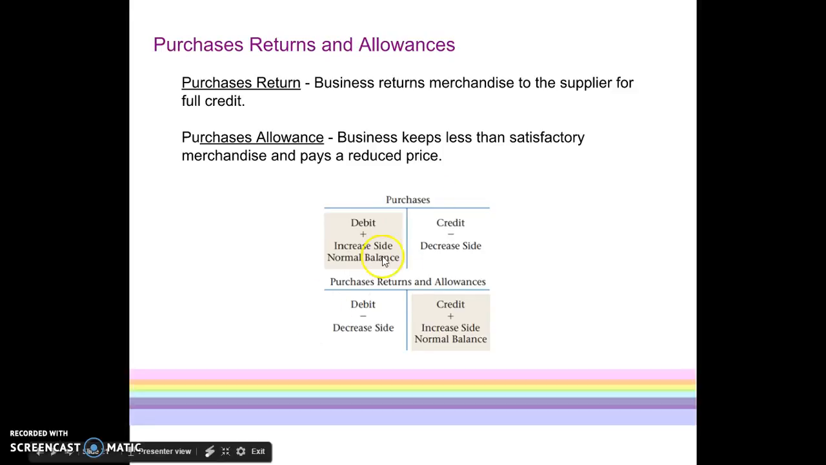So it is what we ordered, but it might be damaged, but we're going to keep it anyway, therefore it's an allowance. So the purchases account, as you remember: debit side, increase side, normal balance side, debit. Purchase returns and allowances is just the opposite: credit side normal balance, making the credit side the increase side. If you want to decrease the purchases account, we credit it. If we're going to decrease the purchase returns and allowances account, we debit it.